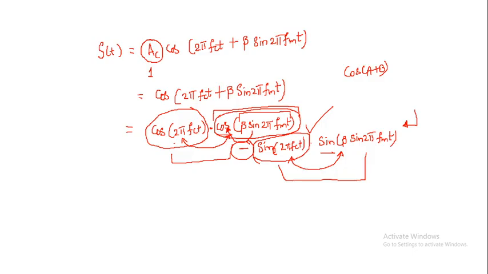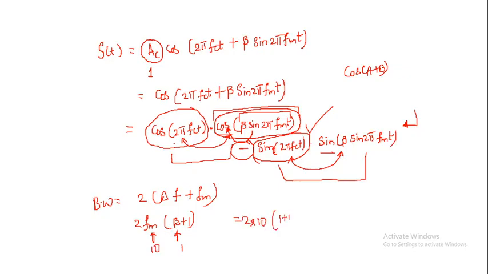So the transmission bandwidth is given as 2 of delta f plus fm. So if you take fm common, this becomes beta plus 1. Since beta is 1 and fm is 10 in our case, this becomes 2 into 10 into 1 plus 1, that is nothing but 40.